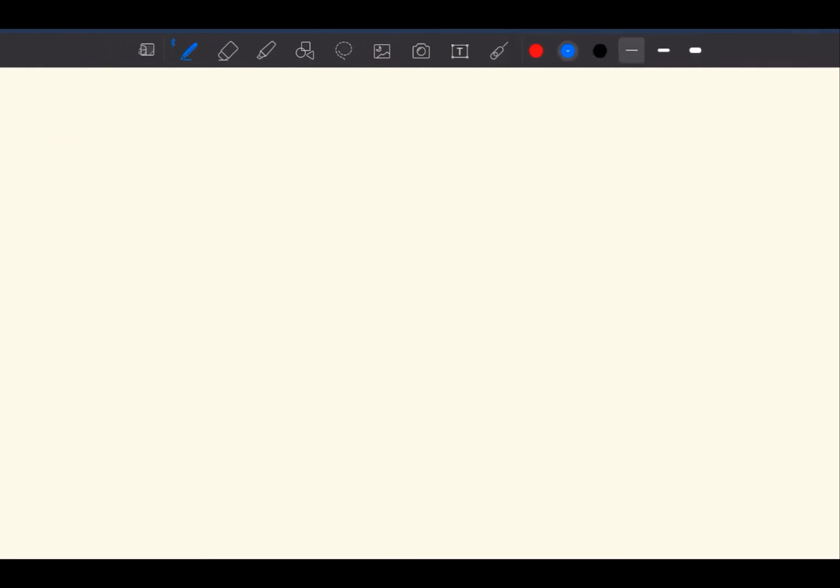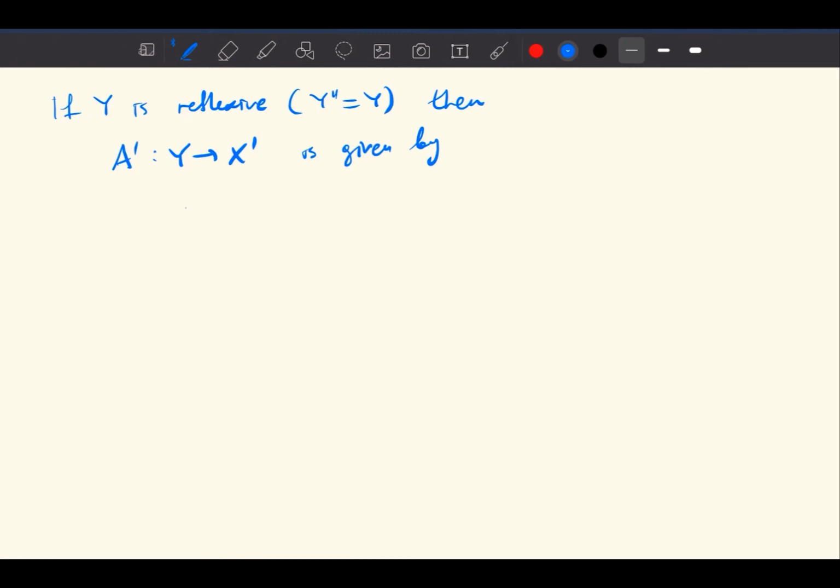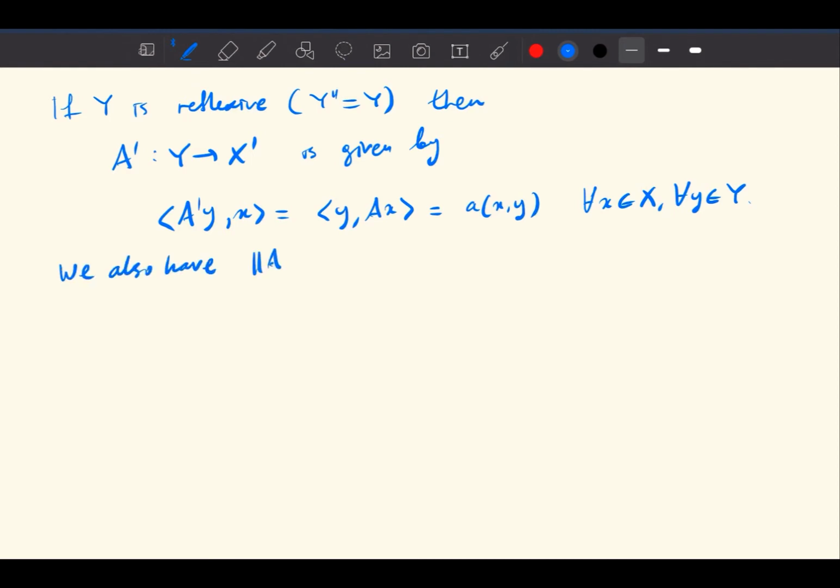If Y is reflexive, meaning that Y double prime is equal to Y, then the transpose of A is given by, so this is the definition of transpose of A. Then we apply the definition of A itself in terms of the bilinear form little a. So that would be our transpose of A. And let me note that we also have the norm of A prime equal to the norm of small a.